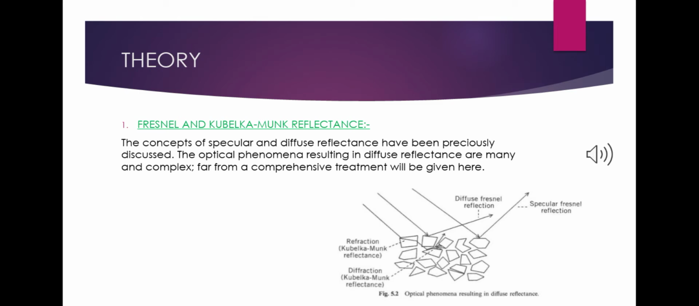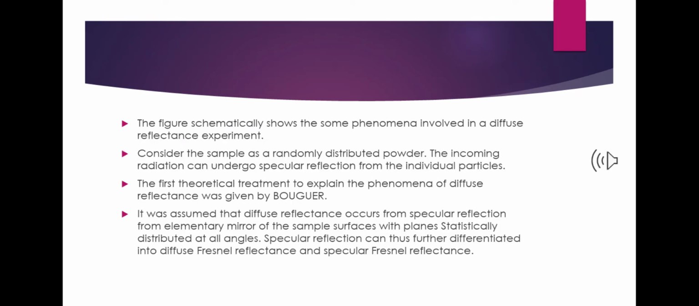Now let us discuss the theory of the UV-DRS technique. Fresnel and Kubelka-Munk reflectance. The concept of specular and diffuse reflectance has been precisely discussed in the above section. The optical phenomena resulting in diffuse reflectance are many and complex. A comprehensive treatment will not be given here, and you can see the diagram below. The above figure systematically shows some of the phenomena involved in a diffuse reflectance experiment.